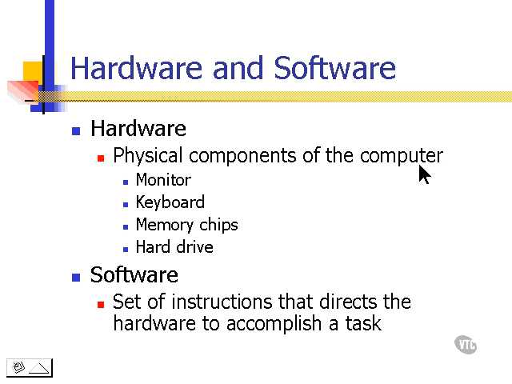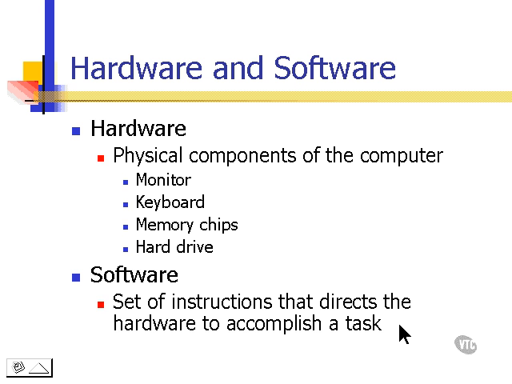When we talk about hardware, we're talking about the physical components of the computer. For example, a monitor, keyboard, memory chips, hard drive. When we talk about software, we're talking about a set of instructions that directs the hardware to accomplish a task.